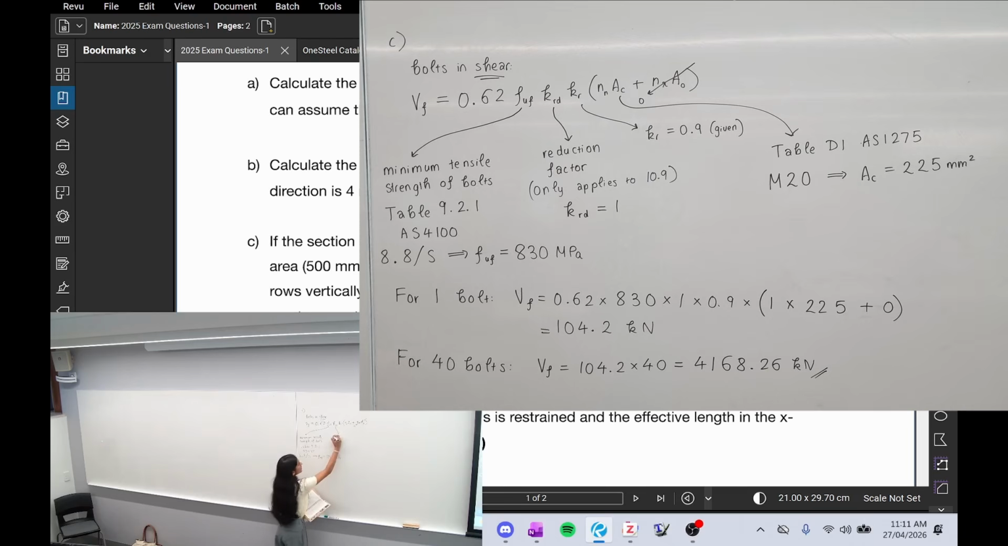KRP, this is a reduction factor. But it only applies to a specific type of bolt. So it only applies to bolts that are 10.9 bolts. So ours is 8.8. So we don't need this reduction factor. That means that we can just take KRP is equal to 1. KR has been given to you in the question. So that will just be 0.9.